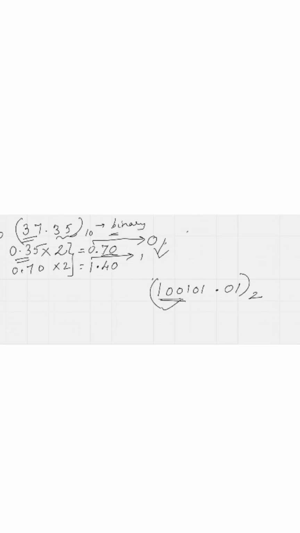So the answer here is 100101, that is the whole number value, dot 01 for 0.35. This is the answer for the given decimal number converted to a binary value. Similarly, if we want to convert to octal or hexadecimal, we multiply the given decimal number with the base value of the corresponding number system to be converted to. Like this we need to proceed.